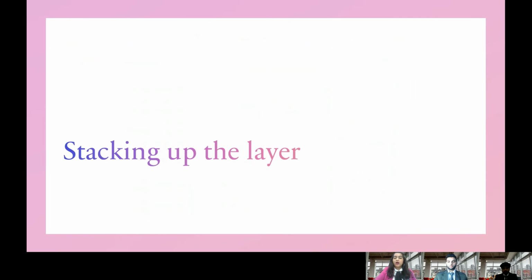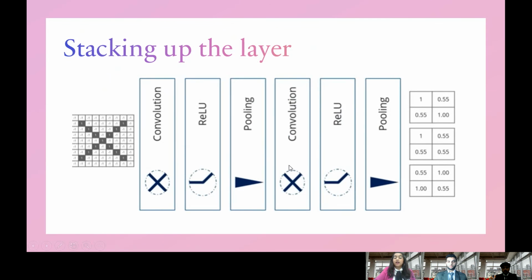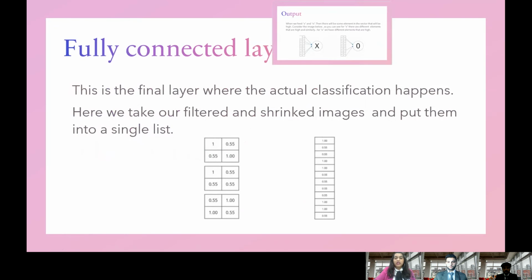Now this is the third part of the CNN, which is stacking up the layers. In stacking up the layers, first we stack up the convolutional, ReLU and pooling layers. We get the following matrix. We stack an additional convolutional, ReLU and pooling layer, and we get a matrix of 2 by 2. Now this is the final layer, called the fully connected layer. In this layer is where the actual classification of our filtered and shrunk images begins.